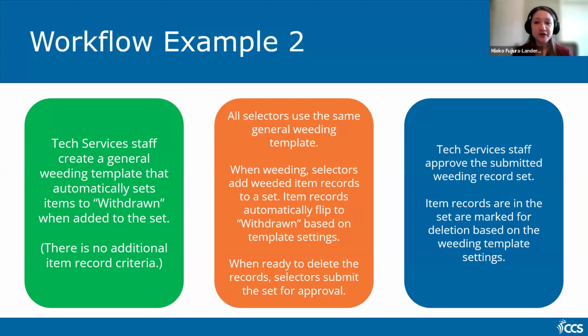So all selectors at your library will use this general weeding template when creating their weeding record sets. When the selectors identify items to weed, they will add the item records to the set. The item record automatically flips to withdrawn circ status based on those template settings.